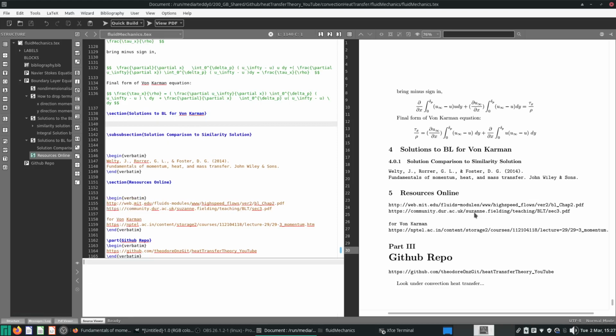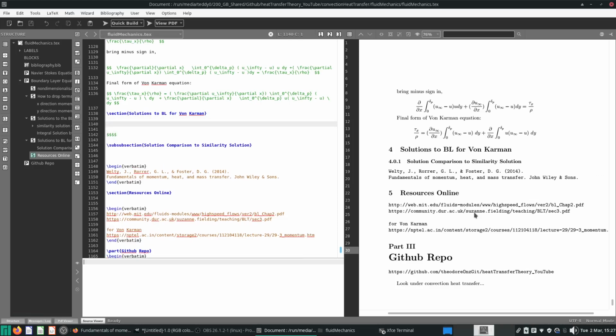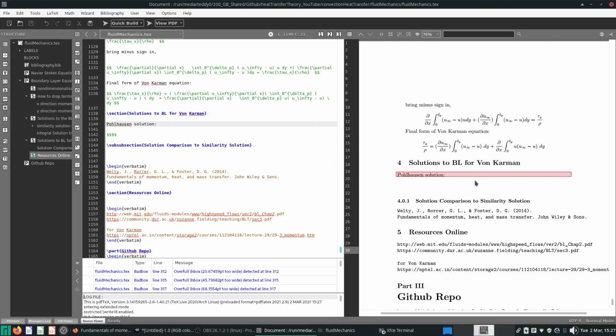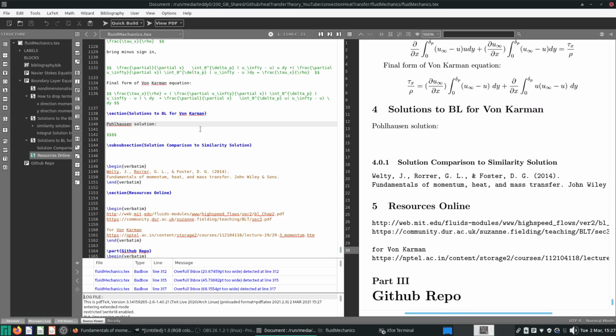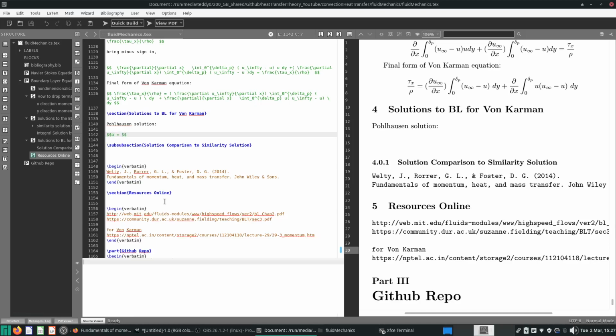Okay, and here is the solution procedure for von Karman. It was first developed by this guy, I think, Pohlhausen. So Pohlhausen's solution. I have no idea how to pronounce his name right, but I'll just call him Pohlhausen for now. If you know how to pronounce it properly, leave it in the comments or something. So what is his solution? He assumes that, very simply, the velocity follows a cubic profile.